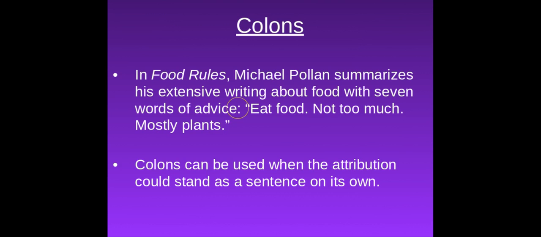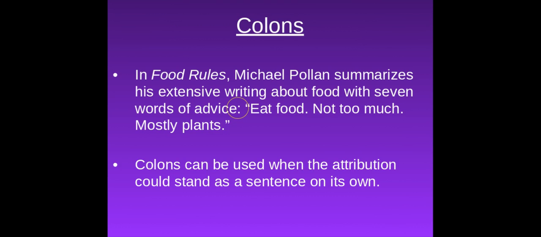"In Food Rules, Michael Pollan summarizes his extensive writing about food with 7 words of advice." And then I have a colon, the 2 dots that are circled right there. When you have a full sentence attribution, an attribution that can stand alone as its own sentence, you use a colon. If you just have a few words, he said, she screamed, whatever examples I gave before, that's not enough. It has to be a full-on sentence. So I could use that attribution listed there as a sentence, but instead I'm using it as an attribution. So I'm going to use a colon.